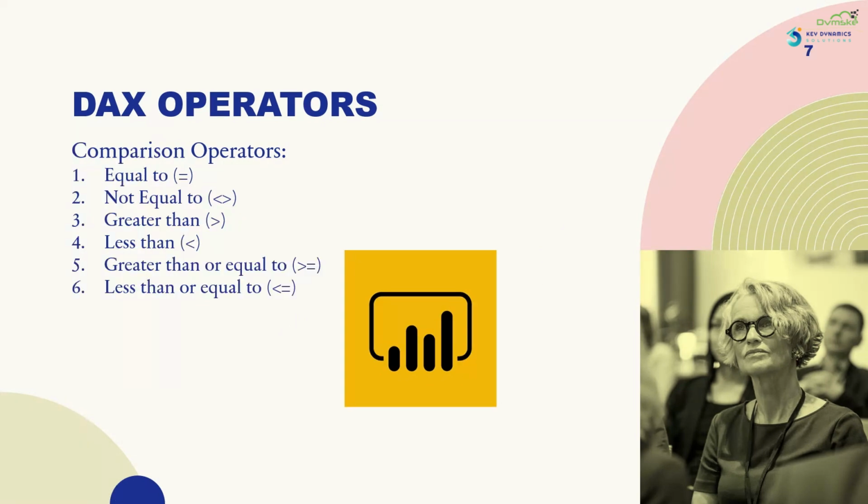Comparison operators are used to compare two values. They return true or false. It includes equal to, not equal to, greater than, less than, greater than or equal to, less than or equal to. They are useful when you want to apply logic or create categories based on the data.